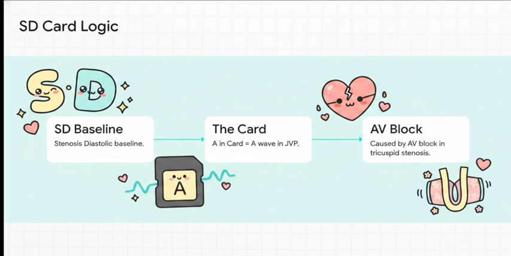And finally, step 3, the context. This A wave in the JVP is caused by an AV block, specifically occurring in tricuspid stenosis. It's this highly specific chain of logic all neatly packed into the phrase SD card. S for stenosis, D for diastolic, and the A in card for the A wave caused by AV block.